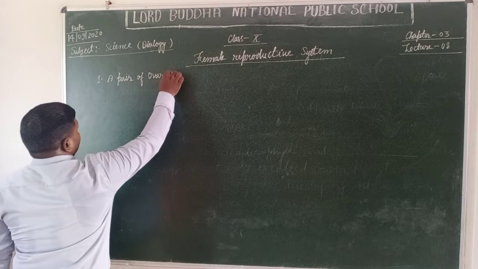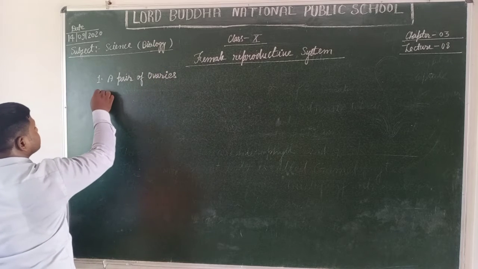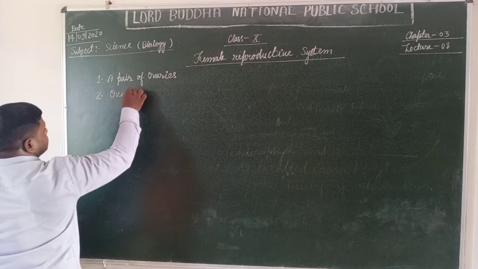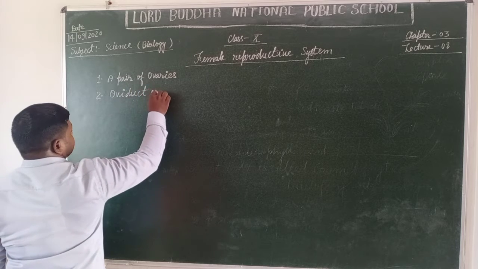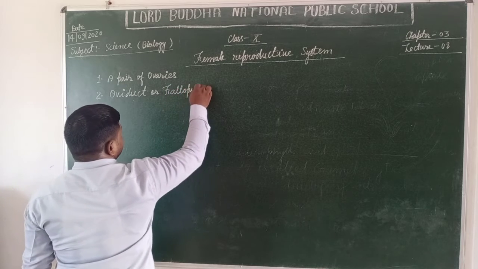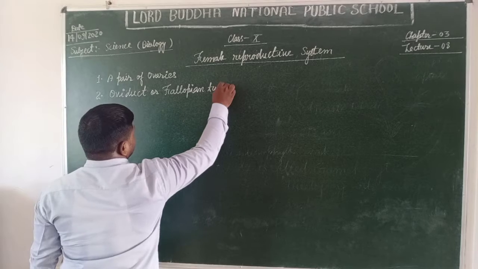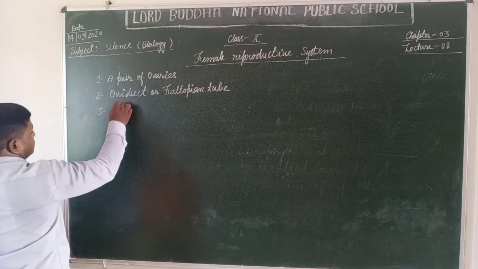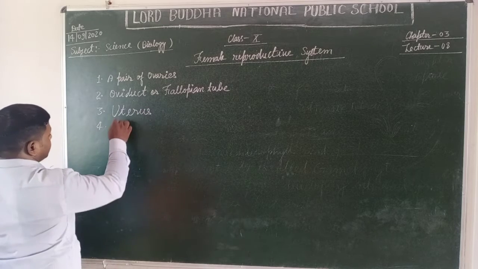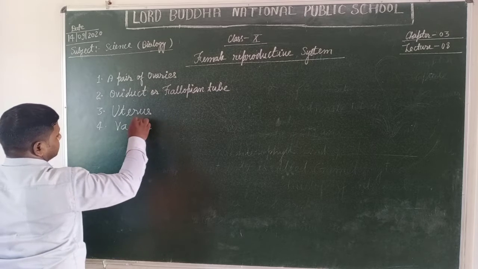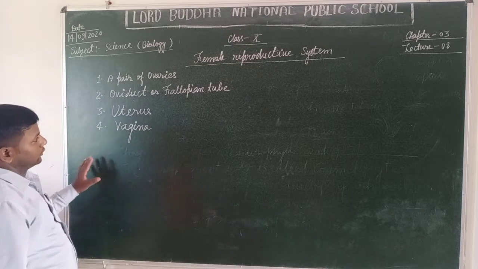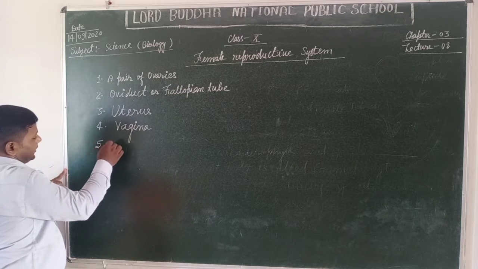ovary or ovaries, oviduct or fallopian tube, uterus and vagina. Now students, we are going to discuss the urethra as well.